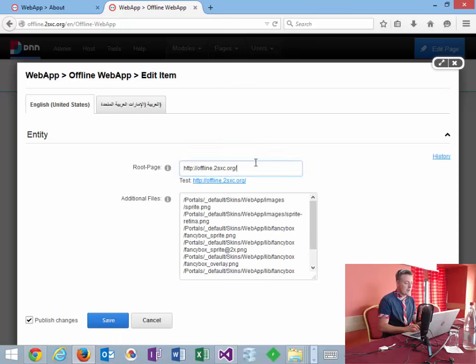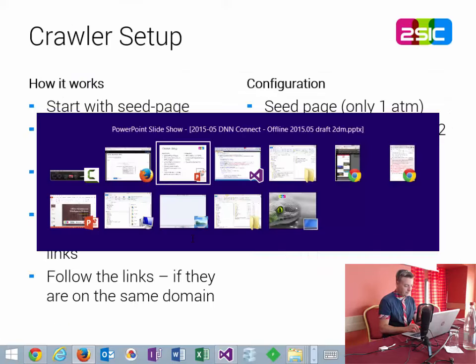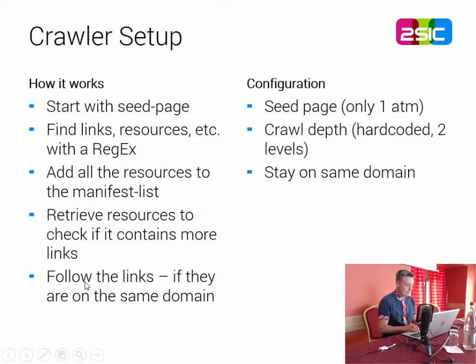So here you say this is our root page where it starts the crawler, and these are all the additional files that we want. And as you can see, it's mainly, for example, the fancybox sprites, which are just some elements in the lightbox that pop up. So that's what it does. Seed page does all that.